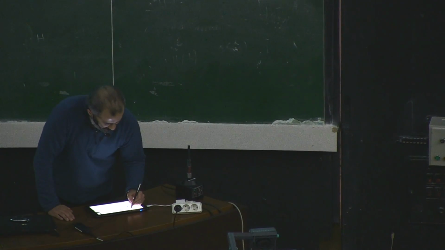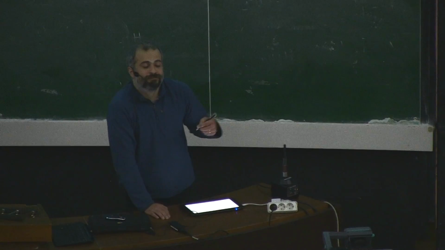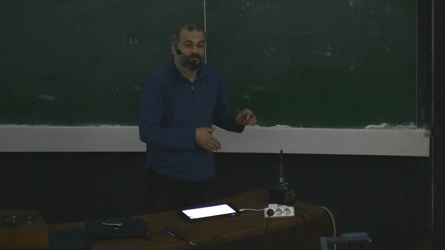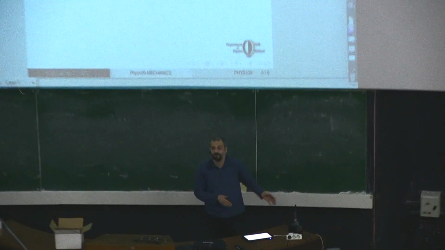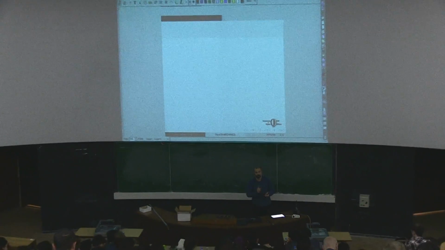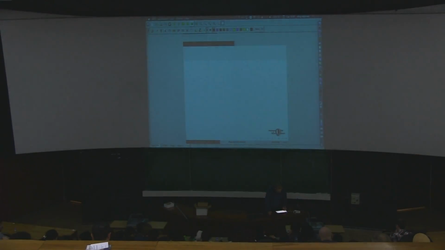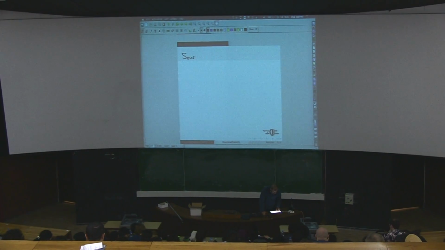Okay, so now let's start discussing. We have discussed the effects of the magnetic field. It exerts a force on moving charges, on current-carrying wires. Now let's discuss the sources of the magnetic field.